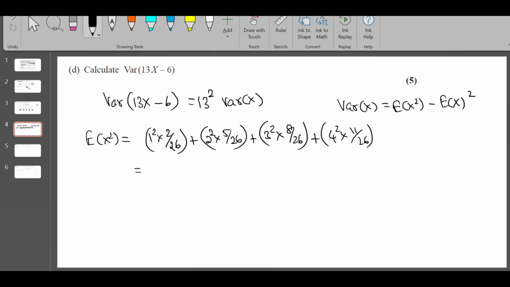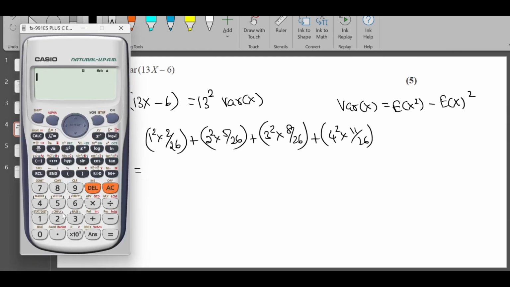So when I put it in my calculator, I'm going to do 1 square times 2 is 2, plus 2 square is 4 times 5 is 20, plus 3 square is 9, 9 eights are 72, plus 4 square is 16 times 11. Everything divided by 26.